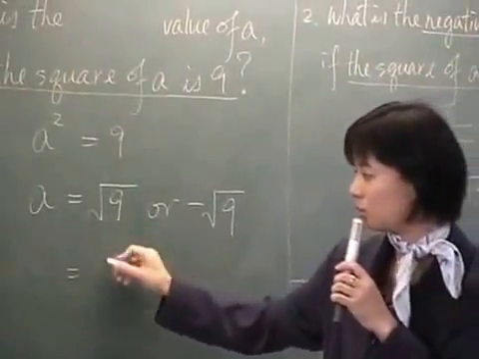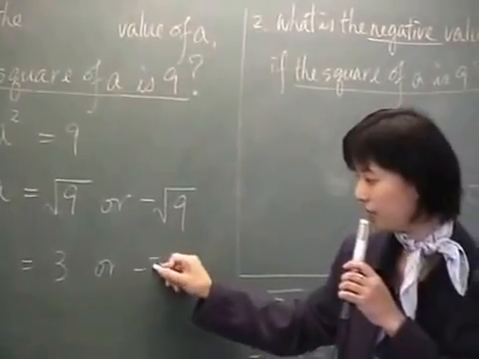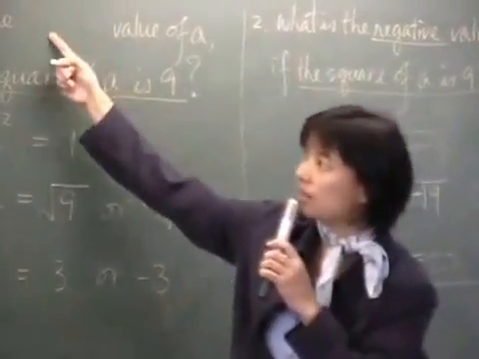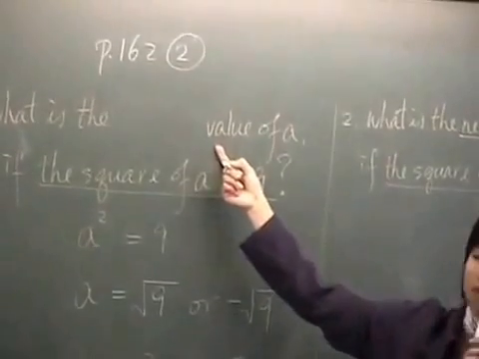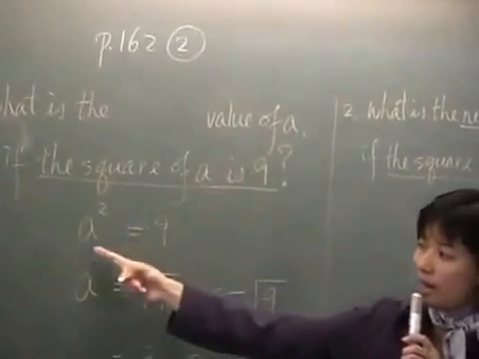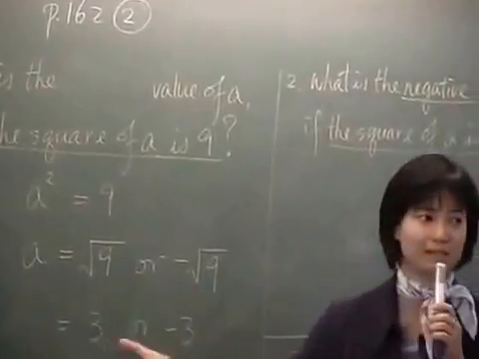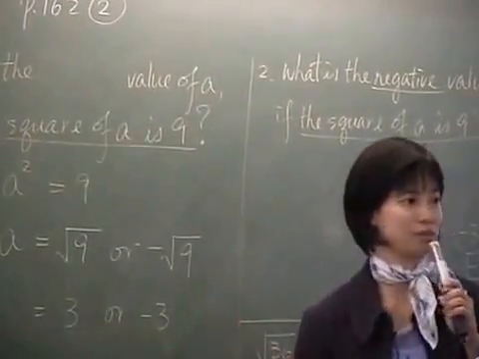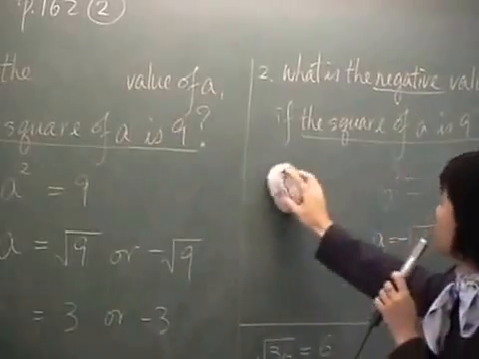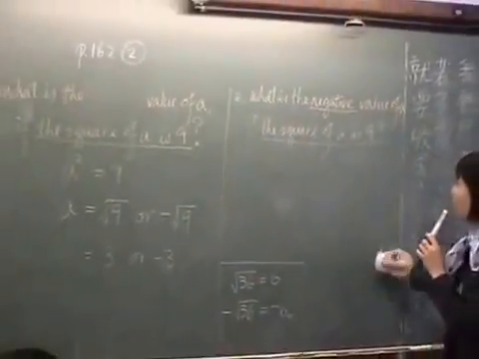This equals 3. And then this equals negative 3. So in the question, you want to find the value of A. And then you know A may be positive or negative. So you can express it like this. So there are two answers. Do you have any questions? If there is no question, please do it by yourself. Yes, do it in your classwork.